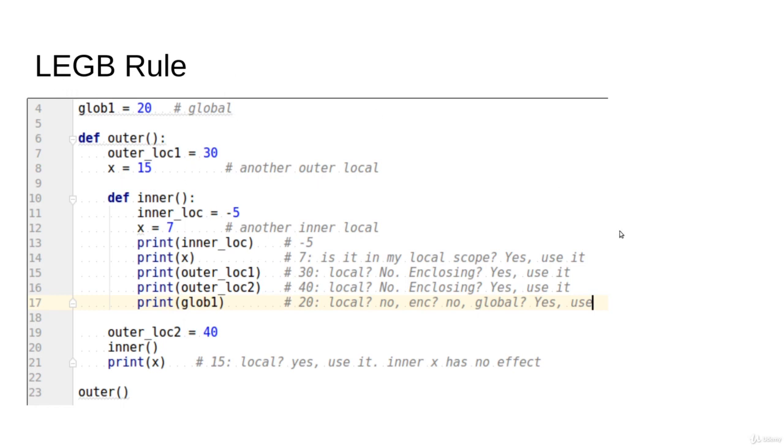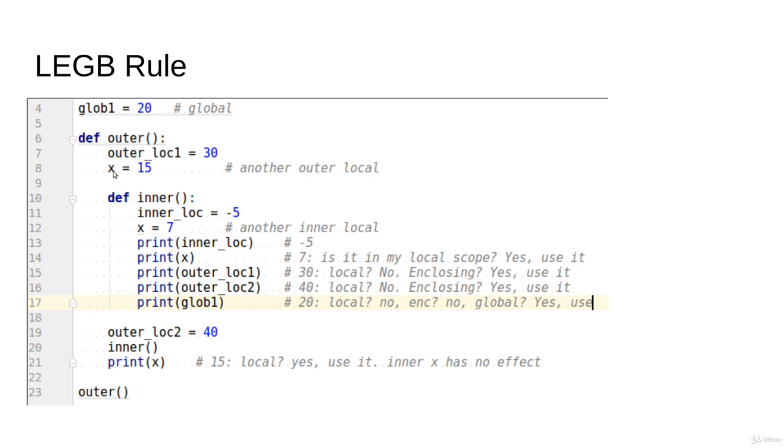So here is one bigger example to demonstrate all of the concepts together. This is a global variable here, 20, and this is a function outer. It has two local variables, outer local 1, and x equal 15. Remember, once you assign a variable, it is a local variable. It doesn't matter if it also exists in global. The inner function also has its local variable, inner local, with -5. But it is going to create x equal 7. Now x, relative to inner, is something local for me. It doesn't know about the other x.